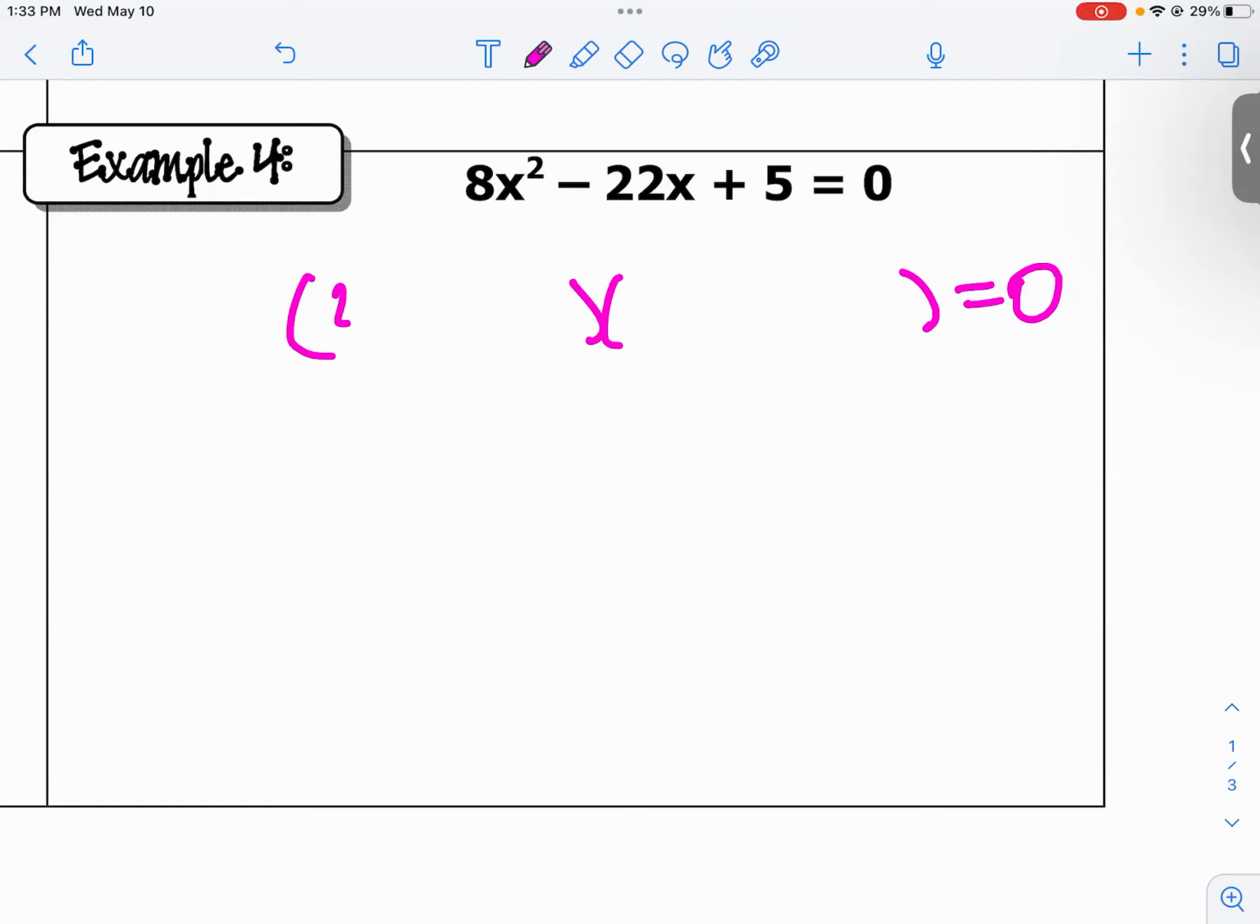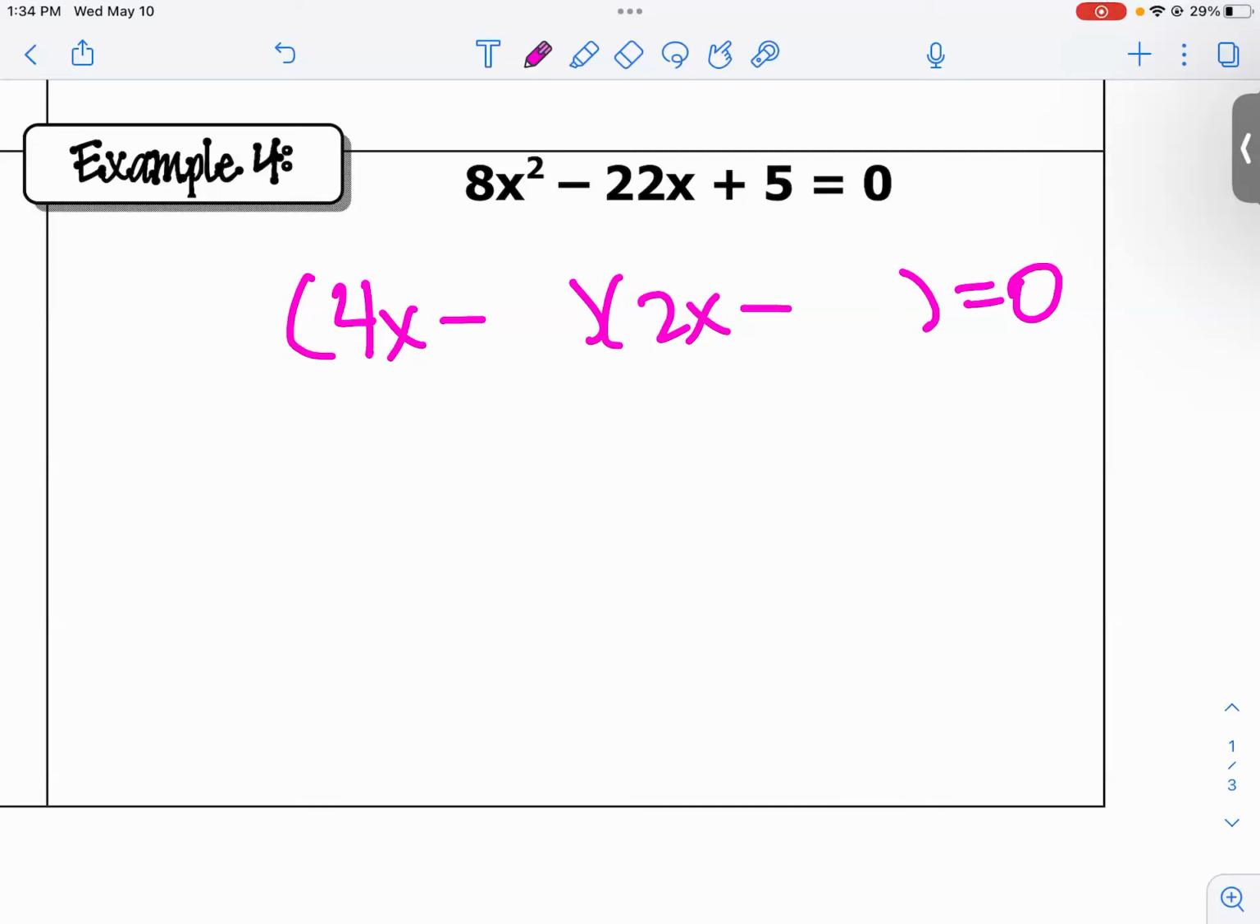Okay, so my suggestion was to start with 4x and 2x. And if you can't get anything to work there, then move to 8x and 1x. We're multiplying to a positive 5, but this middle term is negative. What does that tell us? It's not positive. Both of our numbers need to be negative. Now, what's the only way to get 5 with integers?